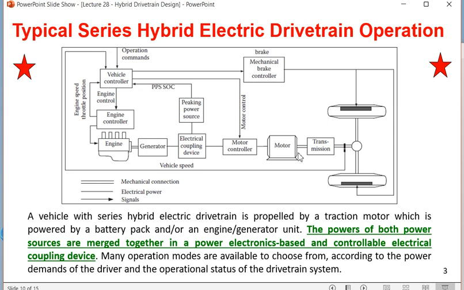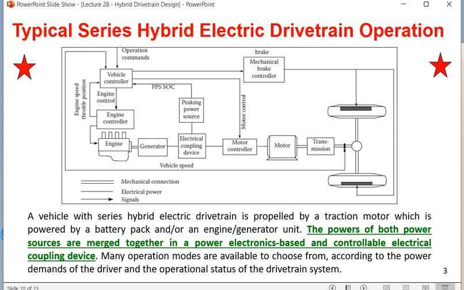A vehicle with a series hybrid electric drivetrain is propelled by a traction motor. Here you are finding these are the electrical power. Whatever power goes from the peaking power source to the electrical coupling, and from the generator to the electrical coupling, is all electrical power. From the electrical coupling to the motor controller, there is also electrical power. Motor controller to motor, electrical power. All of these are given by a single line. Okay, and then there are signals. Signals means whenever there is some sensed thing.